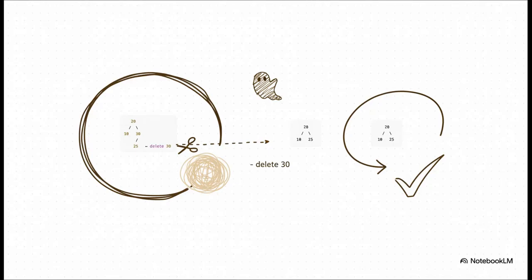All right, the first couple of cases are pretty straightforward. If the node you're deleting is a leaf, meaning it has no kids, you just clip it off, done. If it has only one child, its kid just steps up and takes its place. The family tree stays in order, no problem.